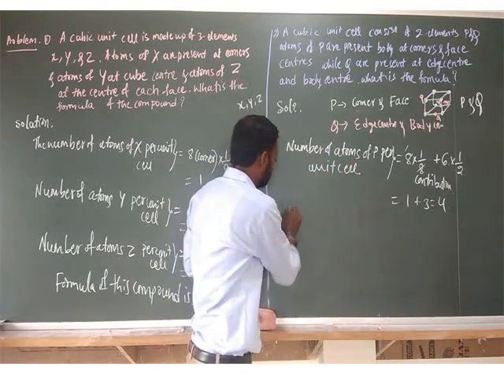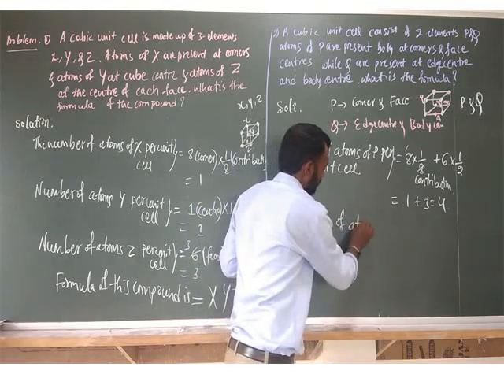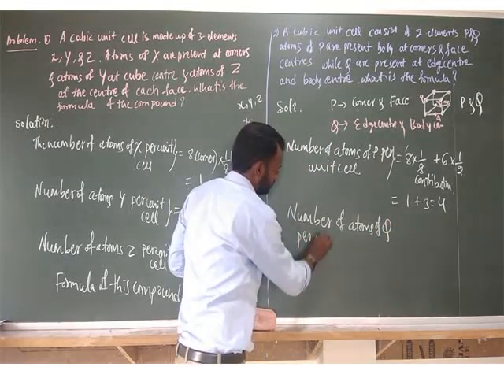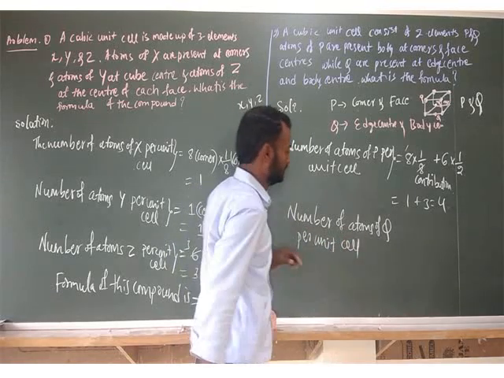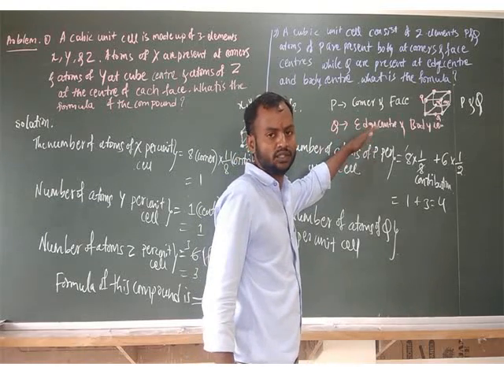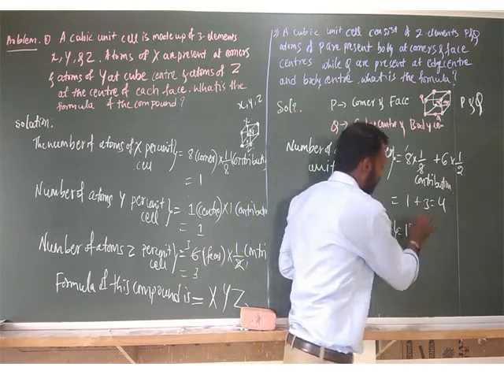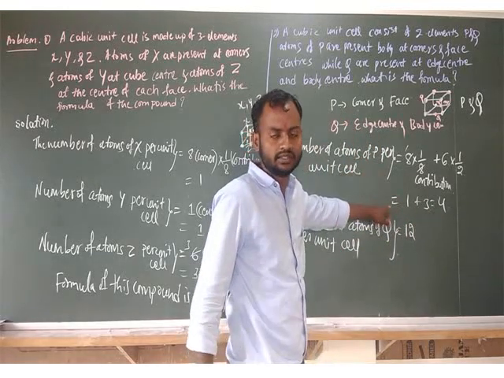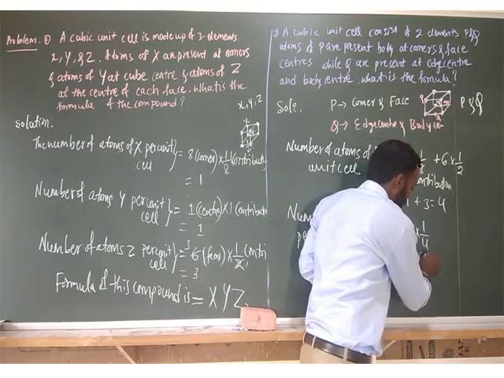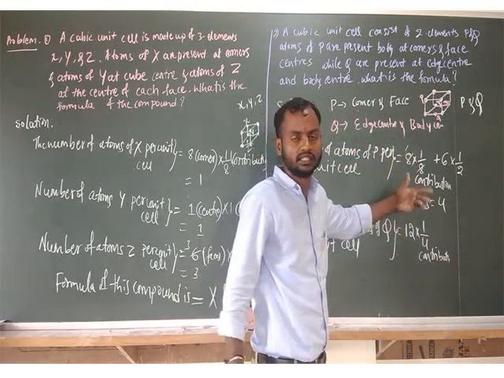And the second one, the number of atoms of Q per unit cell is equal to, so these are at the edge centers. How many edges are present in the unit cell? There are 12 edges. In these 12 edges, the contribution of each is 1 by 4. This is the contribution, so 25% belongs to this unit cell and the rest is shared with the other 3 unit cells.